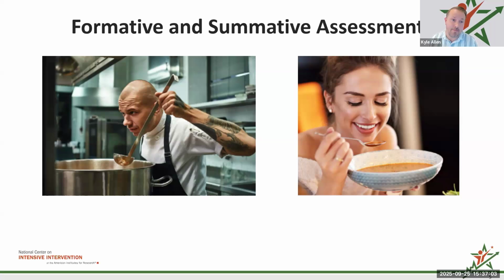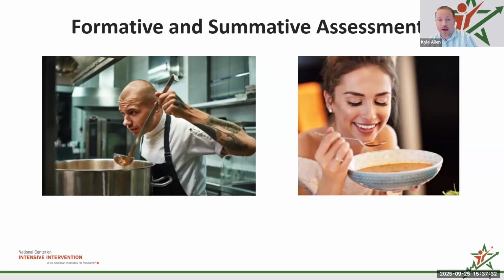It's like the cook in the kitchen, right? And so the formative here is as the cook is actually making the soup, right? It always weirds me out to think that a cook is tasting the soup in the kitchen. Hopefully not putting the spoon back in like this picture looks like. But either way, the whole idea is that we're sort of sampling it as we go to determine if it's what we want, if it's what we desired, right?